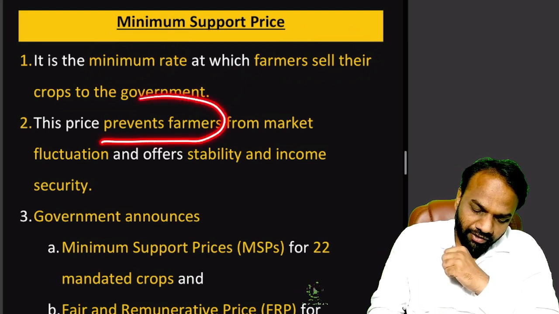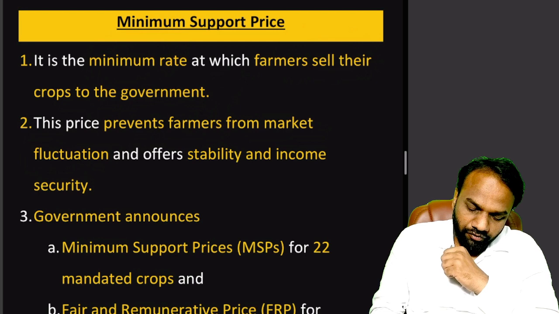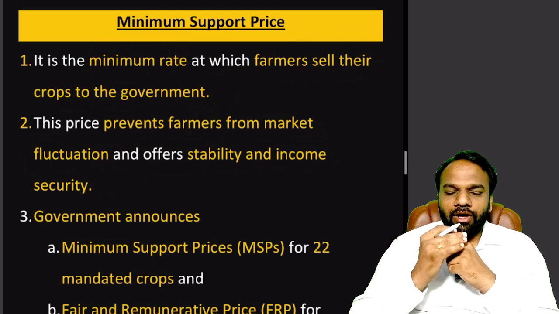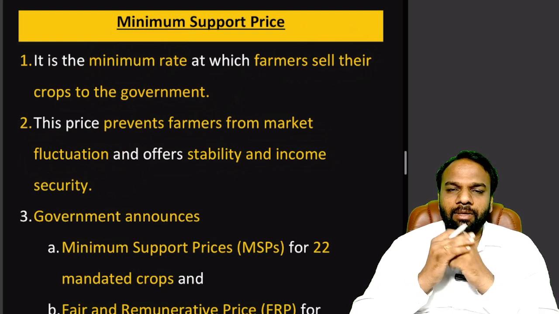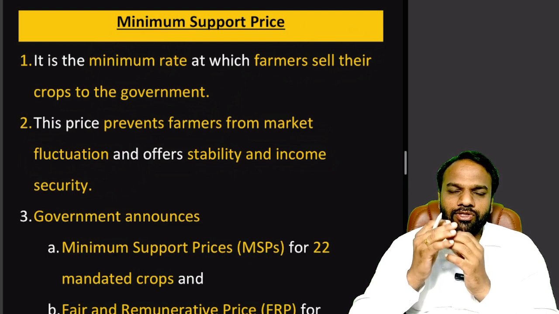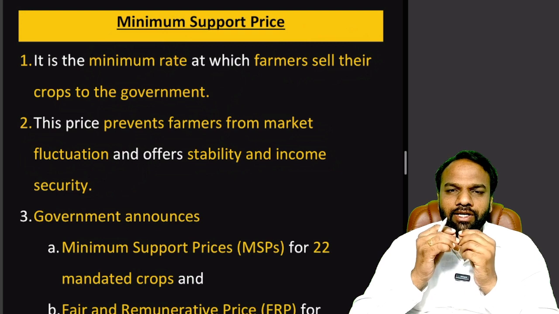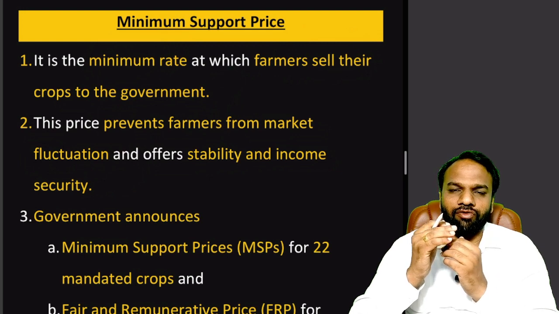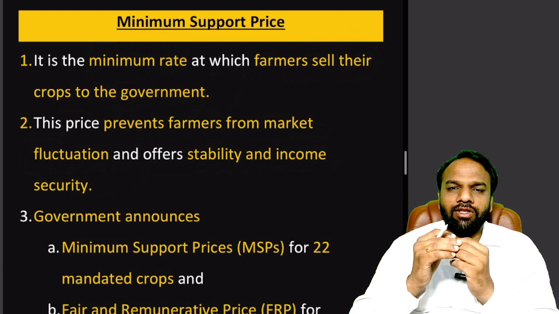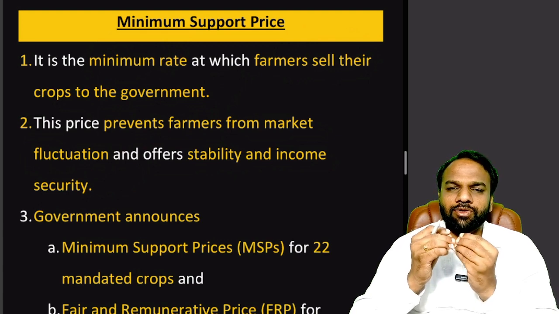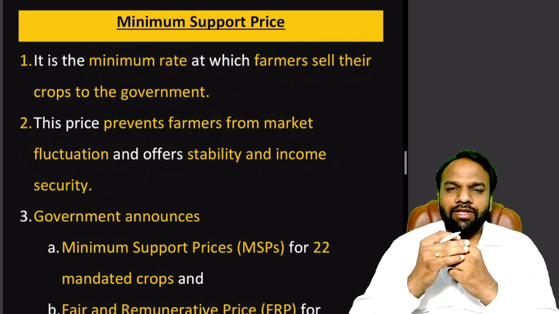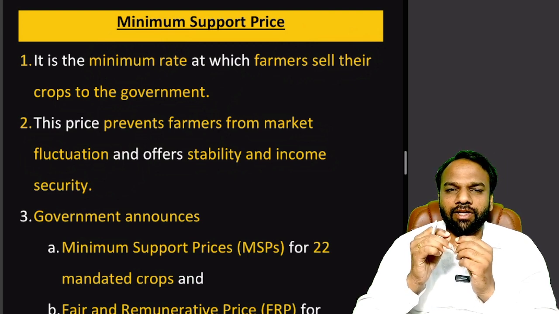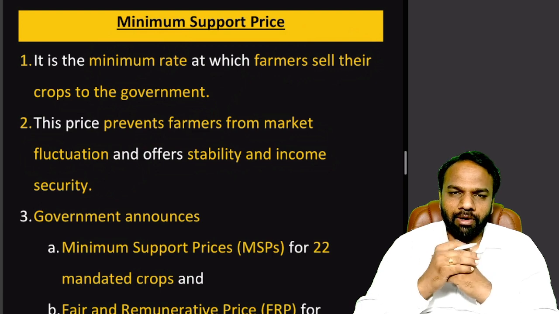This is to prevent the farmers from market fluctuation and offer stability and income security. What does it mean? After growing their produce, when a farmer goes to sell in the open market, there are chances that the price may be very less. When a farmer grows a crop, let us say wheat, he will have spent a certain amount on inputs, for example on seeds, fertilizers, labor, etc. After spending all these things, when he goes to the market to sell his produce, he has to get some minimum profit. In the open market, if a lot of produce has come to the market, then probably the price of the wheat may fall down, and a farmer may suffer a loss.